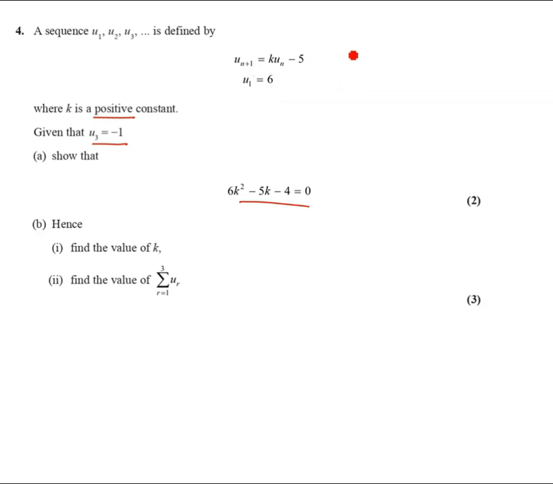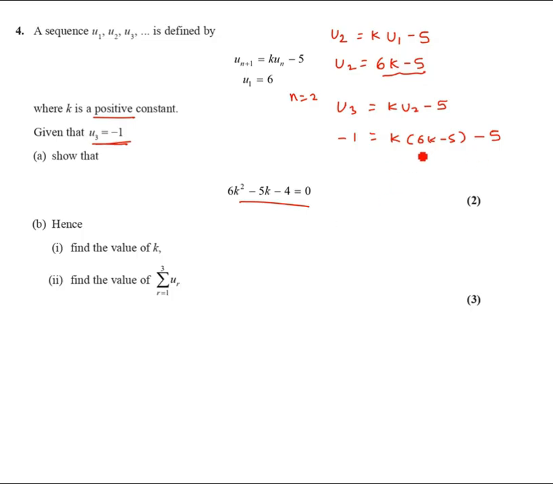Let's put n equals 1 here, so that gives u(1+1), which is u2, equals k·u1 − 5. Now u1 is 6, so that will be 6k − 5, so that's u2. Now let's put n equals 2, so it becomes u3 equals k·u2 − 5. Now u2 is this, so that becomes k times (6k − 5) − 5. So this is u3. Now u3 is −1, so I'll put this equals −1.